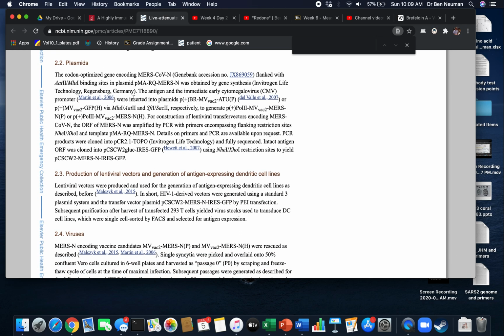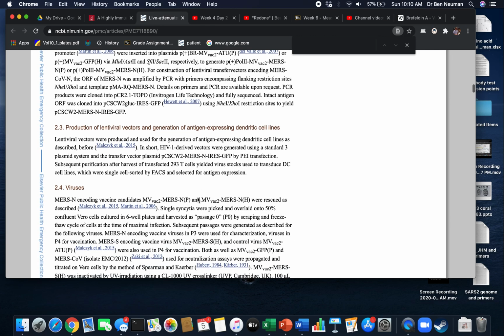Let's see, plasmids. This is how they're going to make their different MERS coronaviruses. And so they get a plasmid with the nucleoprotein in it, and eventually they're going to build up a rabies virus plasmid that expresses either the nucleoprotein gene or the spike gene of MERS coronavirus. I think this paper is mostly about the nucleoprotein gene.